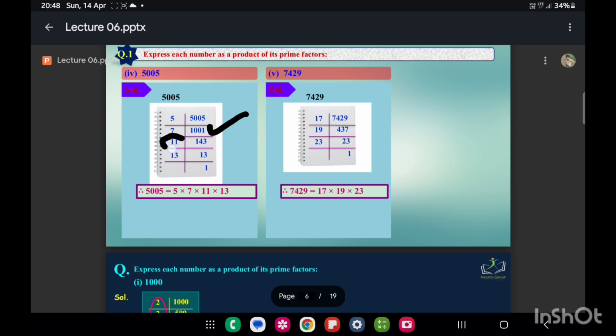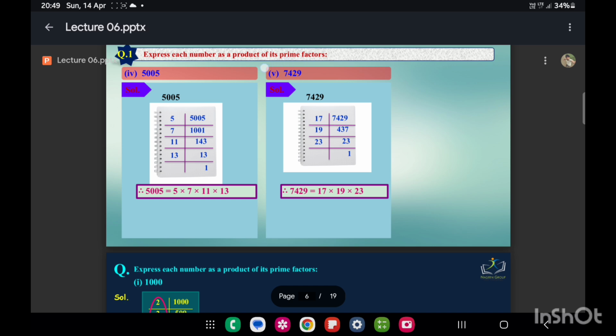Then 11 13s are 143, then 13 ones are 13. So the product of its prime factors for 5005 is 5 into 7 into 11 into 13. Here all are having single power, it is not repeated, so we can say 5 power 1, 7 power 1, 11 power 1, 13 power 1.